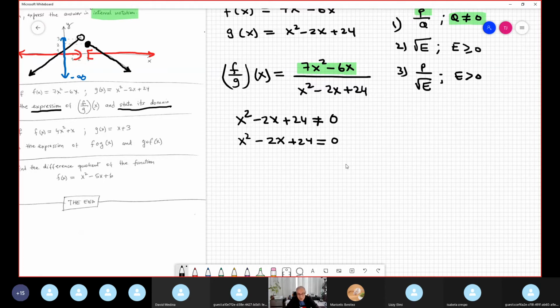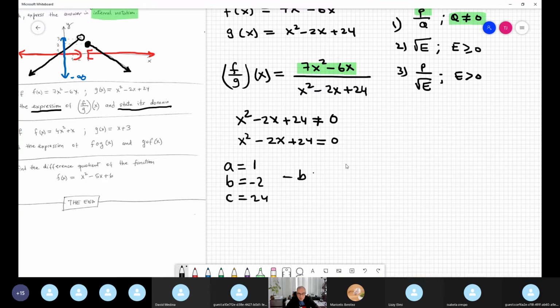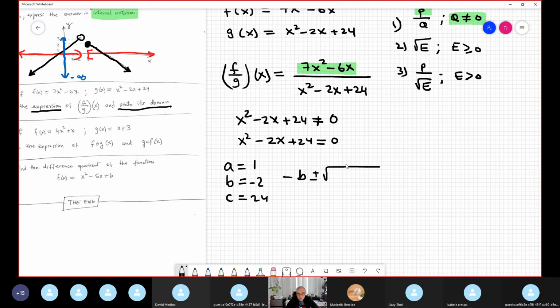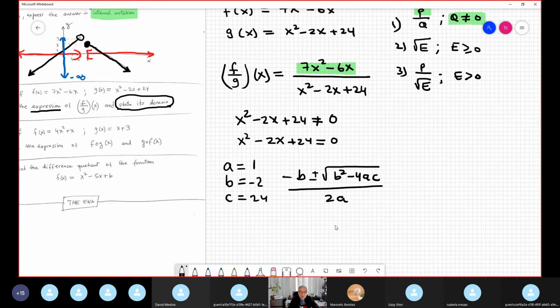Bueno, no, I don't know. A, B, C. A is 1, B is -2, and C is 24 positive. The formula is minus B plus and minus square root. This is important, the thing I am doing, because the second part of the equation says state its domain. So I need to investigate what is the value that makes the denominator 0, no?